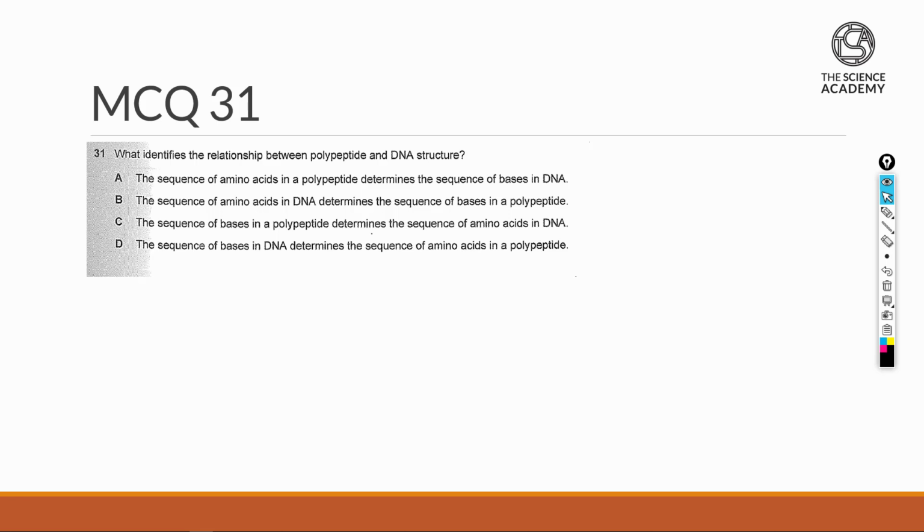MCQ 31 has us look at the relationship between polypeptide and DNA structure. So again, as the summary goes, the central dogma of human biology states that we start off by having DNA, and we undergo the process of transcription, maintaining the original copy of our DNA, to get a single-stranded script known as mRNA.